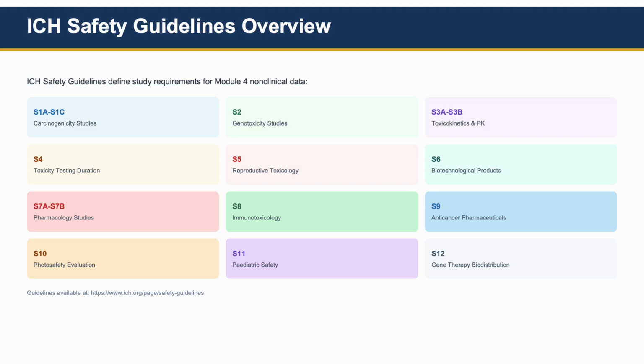The ICH safety guidelines provide comprehensive frameworks for non-clinical studies. S1A through S1C cover carcinogenicity study design and evaluation. S2 addresses genotoxicity testing strategies. S3A and S3B cover toxicokinetics and pharmacokinetics integration. S4 specifies toxicity testing durations. S5 provides guidance on reproductive toxicology.